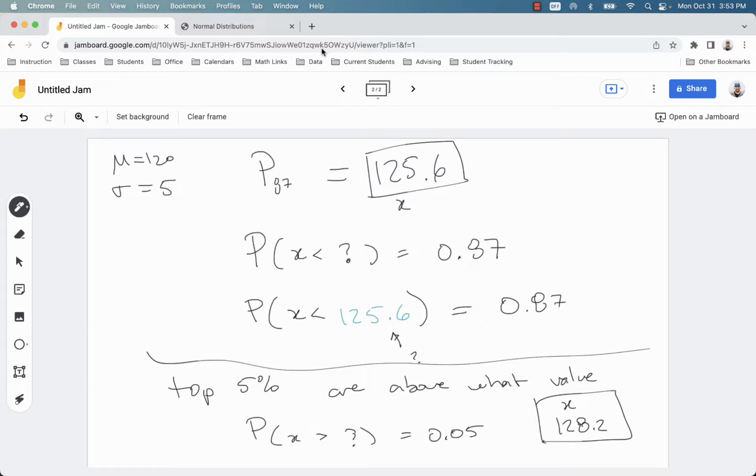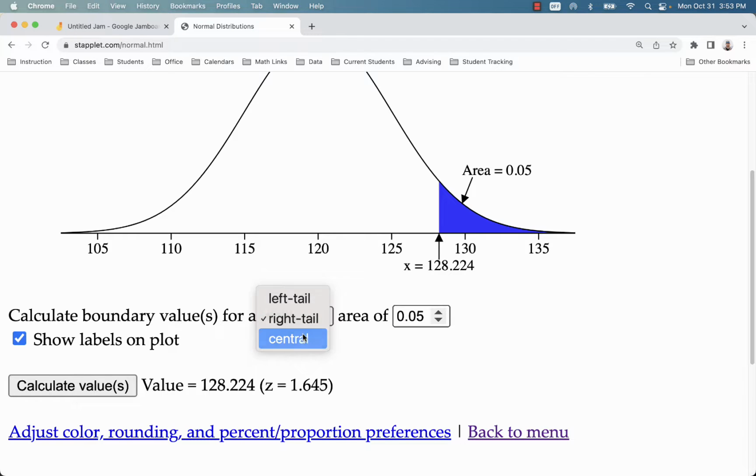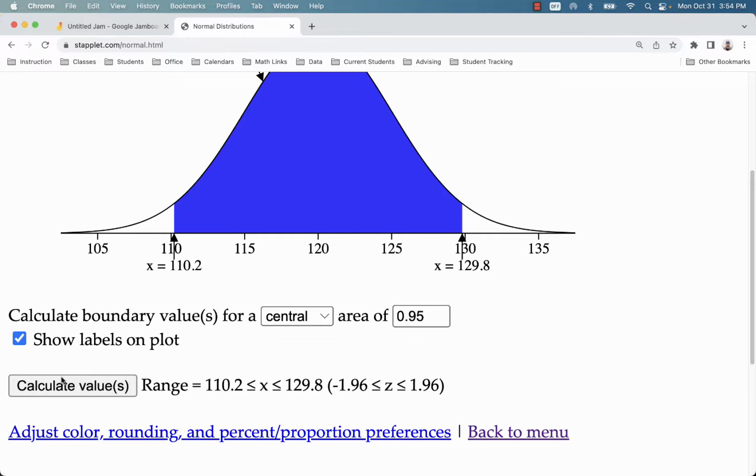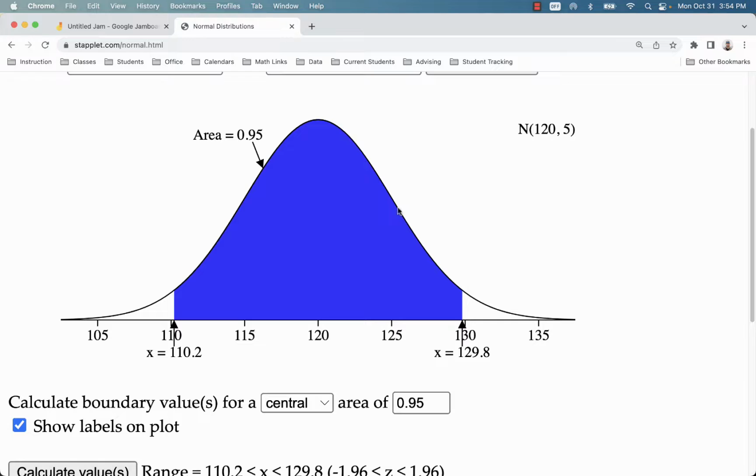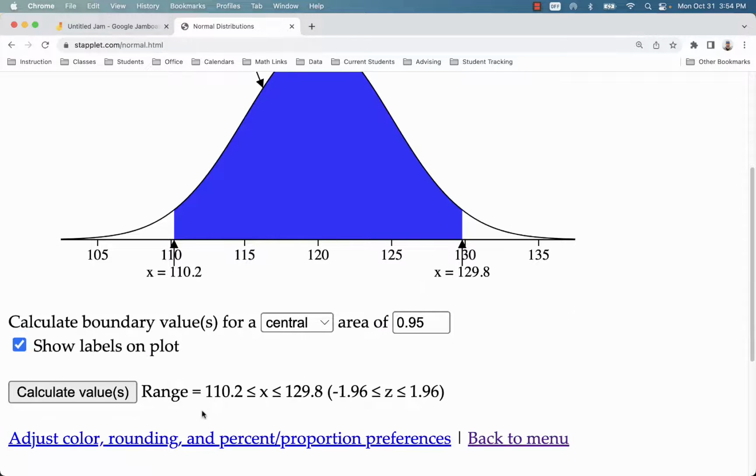And you can do the area with the central area. For example, we might look at where's the middle 95%. That can be useful too, although I don't think you have that in the homework.